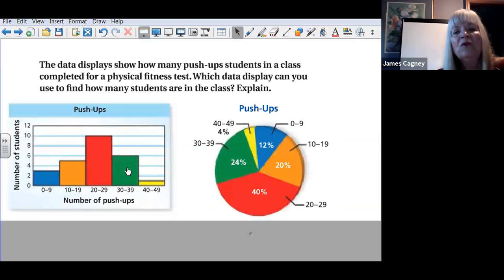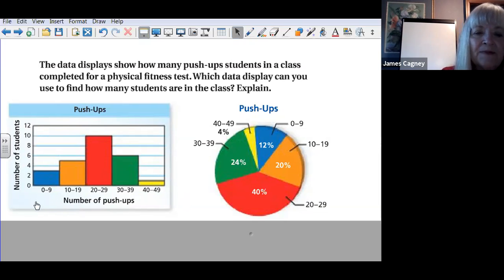So you can display data in lots of different ways. This data display shows how many push-ups students in a class completed for a physical fitness test. We all love push-ups. So which data display can you use to find how many students are in the class? Explain. Here's my circle graph. There are 40% who did 20 through 29. So 20% of the students did between 10 and 19. And notice that I can have them over here.